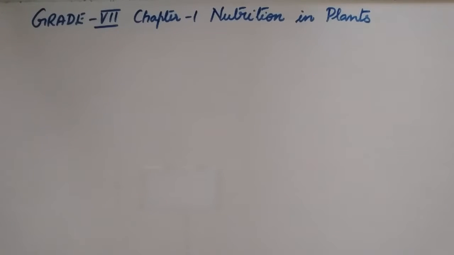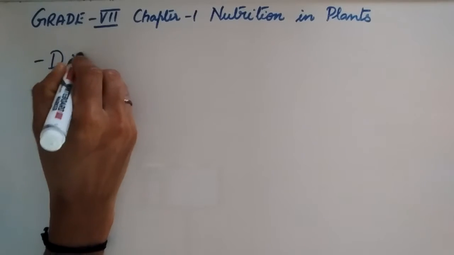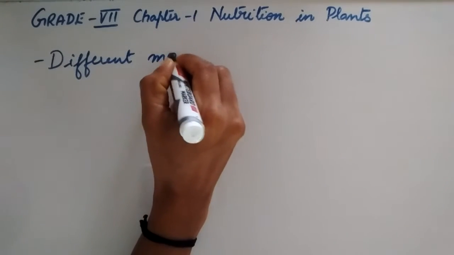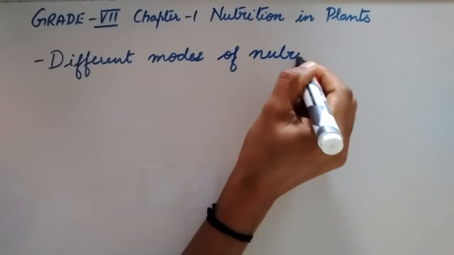Good day, students. This is science class for grade 7, chapter 1, Nutrition in Plants. In this chapter, we will understand the different modes of nutrition.